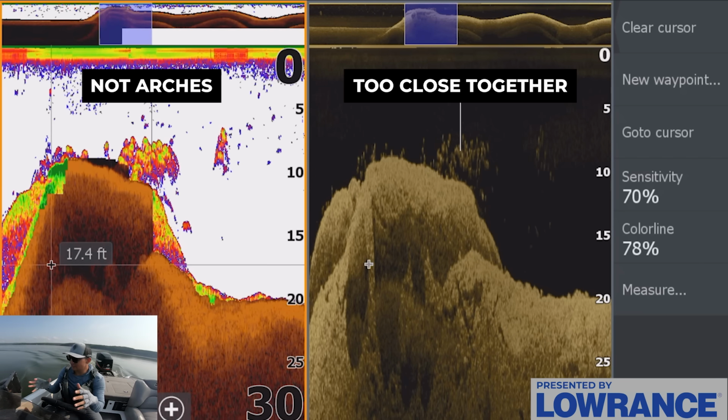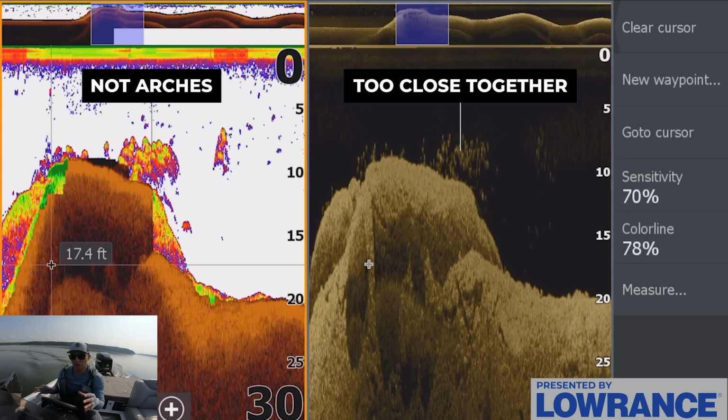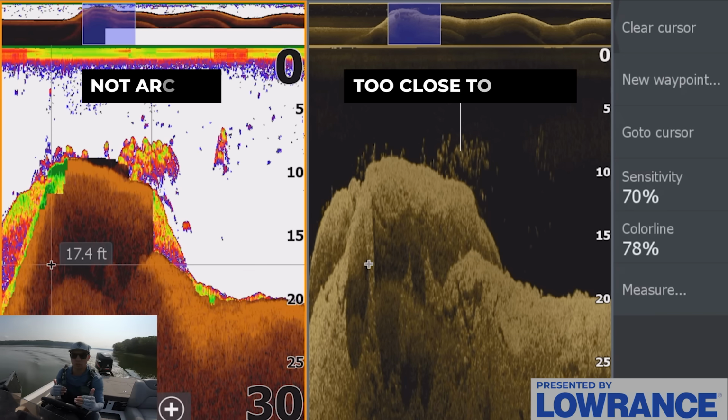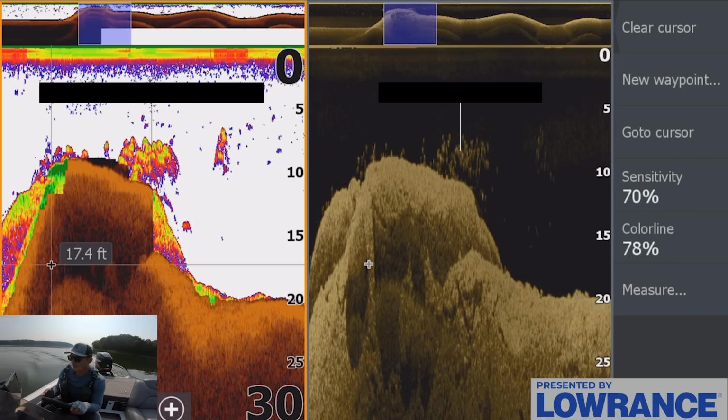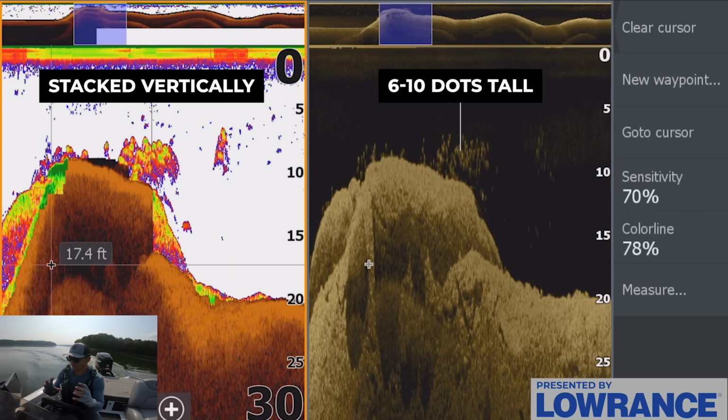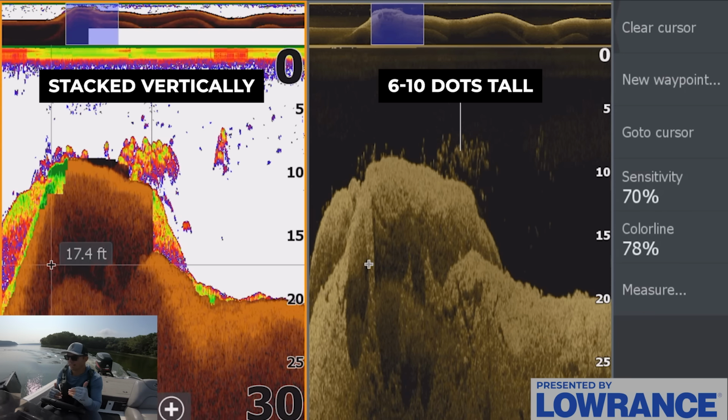And you might see this initially and get really excited, but these are not bass. Bass are usually going to be fairly spread apart from one another and only stacked 2 to 3 dots tall on the screen. These fish are stacked very tight together. They're grouped up extremely close, and they're also stacked more than 3 or 4 dots on top of each other on the down imaging screen.